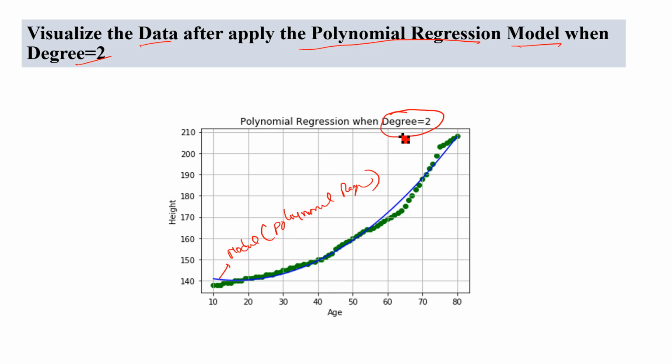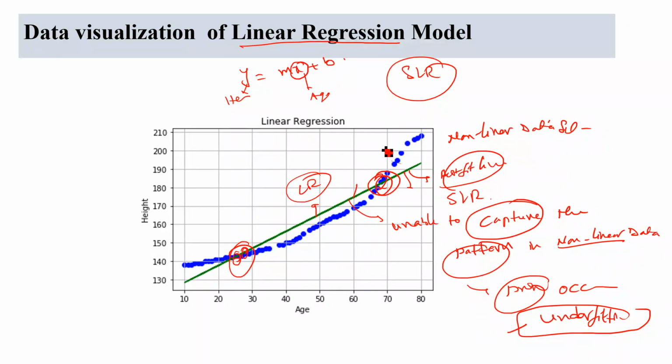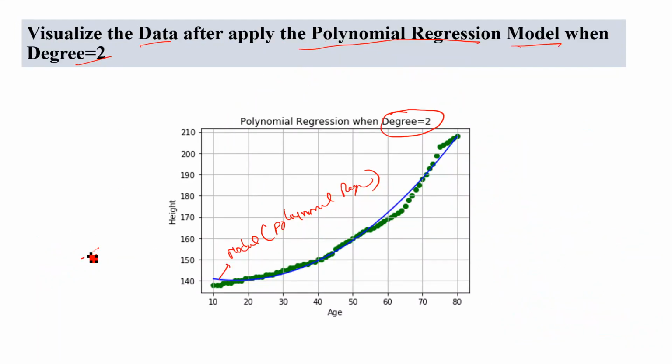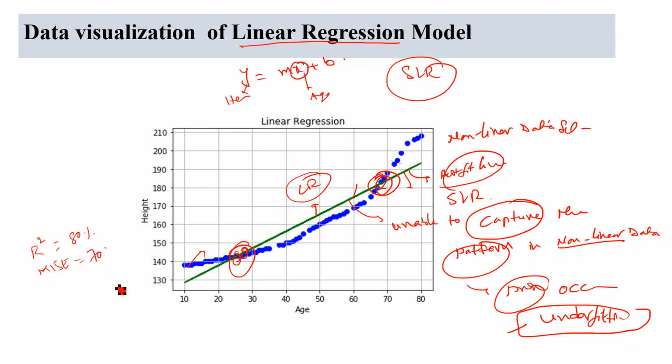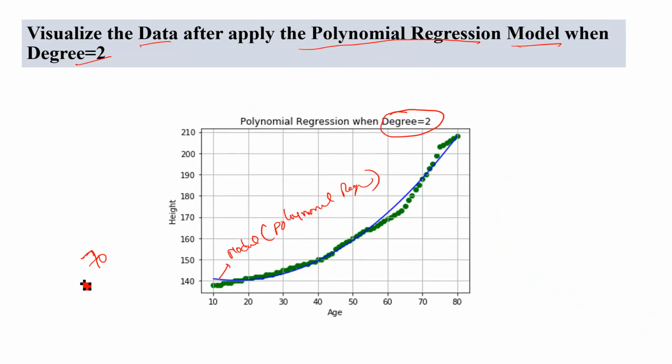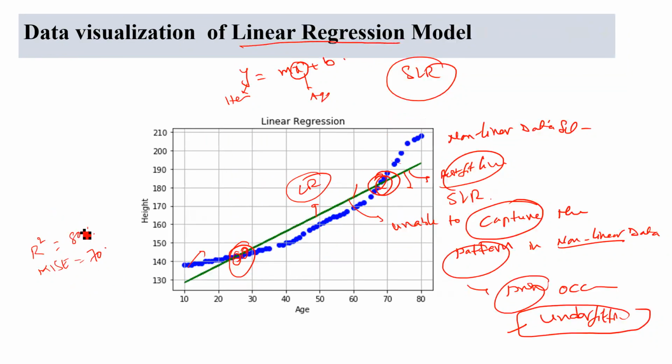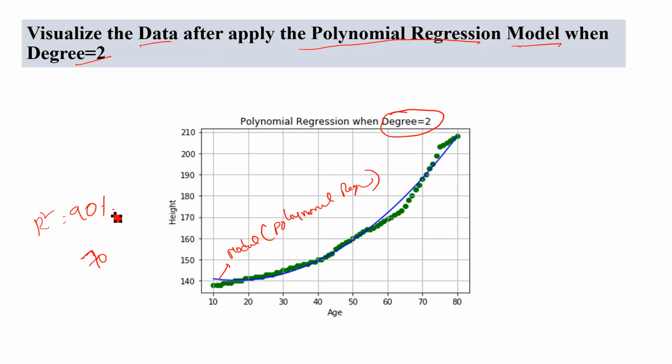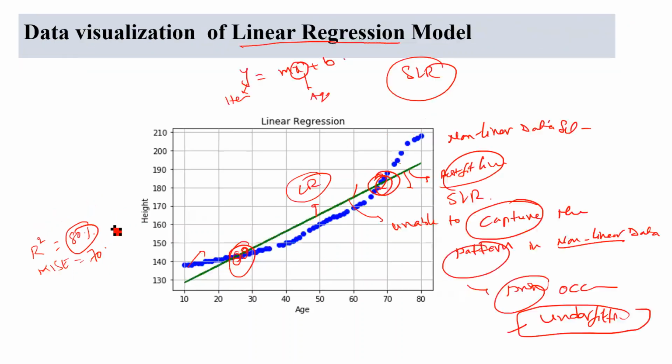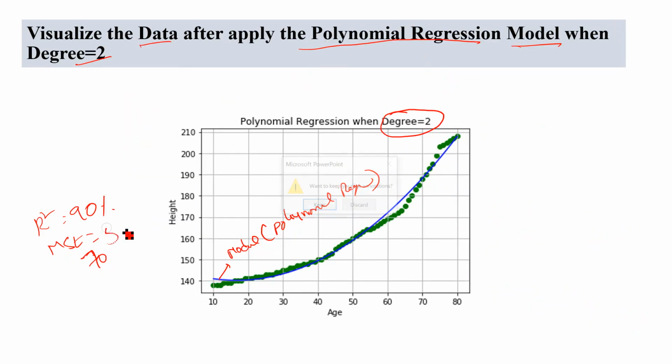Suppose in a nonlinear data set you apply linear regression, our model may give an R squared value of maybe 80%, and the mean square error may be some value like 70. On this same data set, if you apply polynomial regression, the R squared value may increase from the previous 80 to maybe 90, and the mean square error may decrease from 70 to maybe 50 or 60, like that.